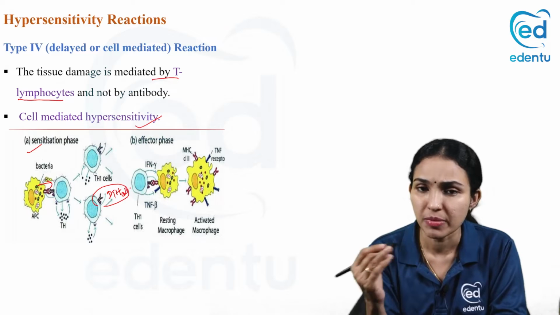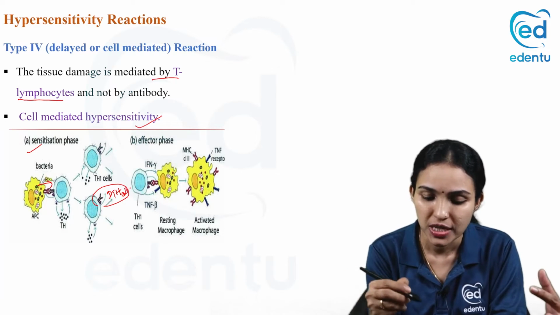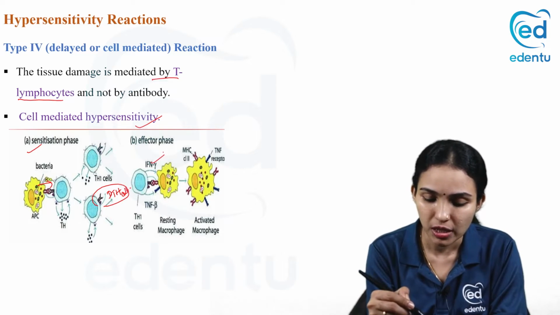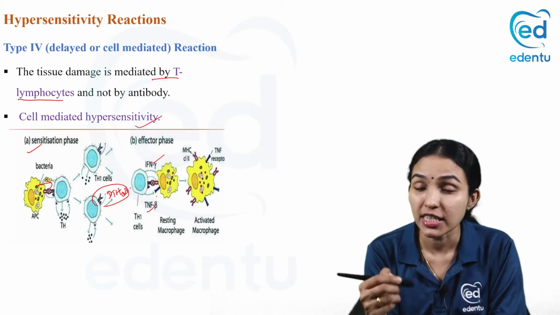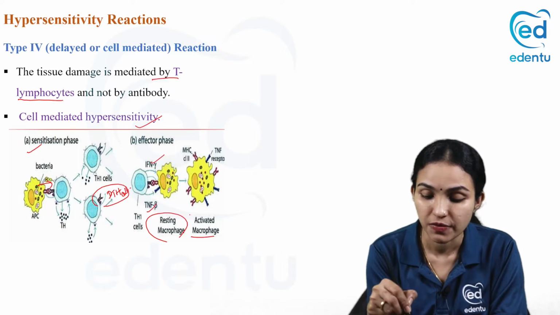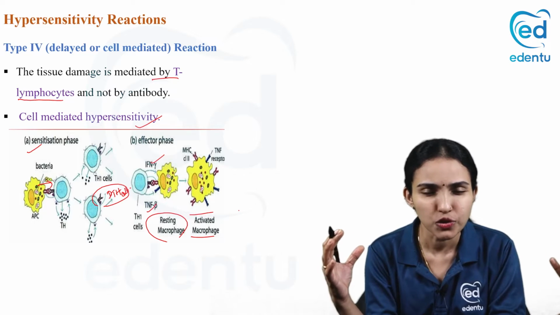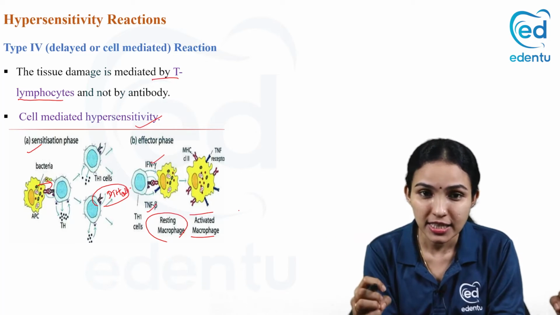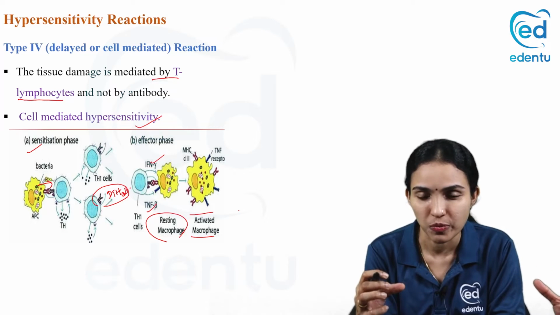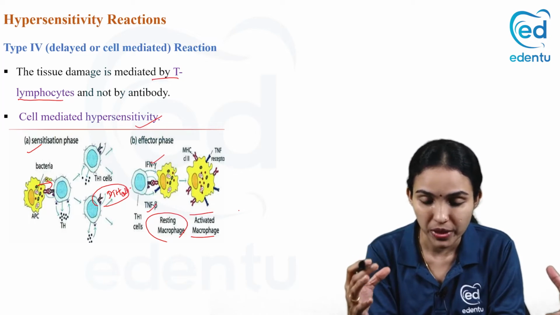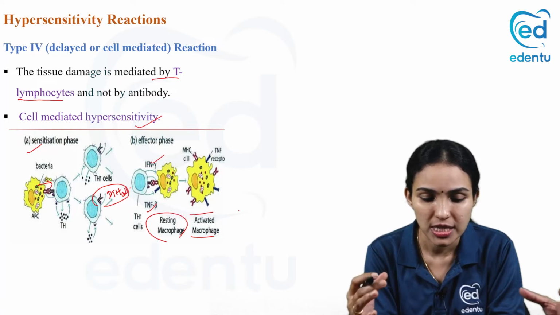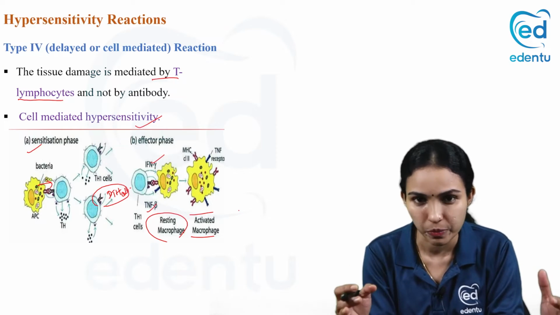The DTH cells will be activated very fast in the effector phase, and that will release interferon gamma, TNF beta, which can activate the macrophages into activated macrophages. So these macrophages will be very much active. They will try to destroy the antigen, and in that effort, they can also cause tissue damage because their action will be very much higher than the normal macrophages. So that is what happens in type 4 hypersensitivity.